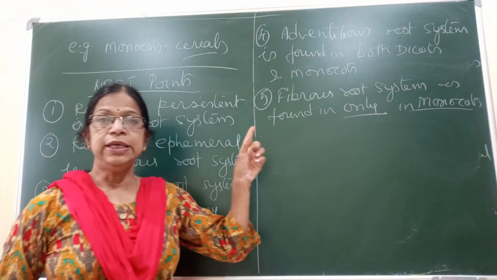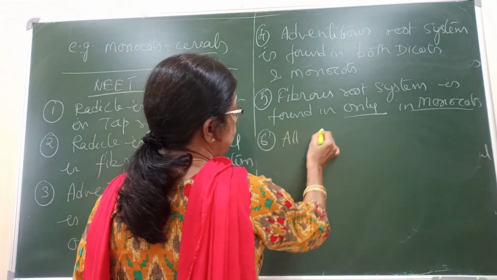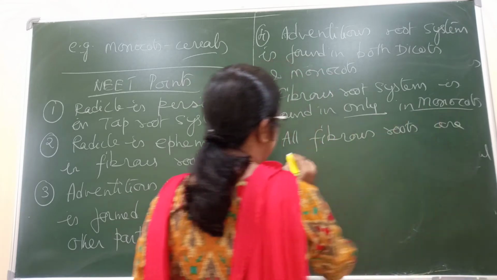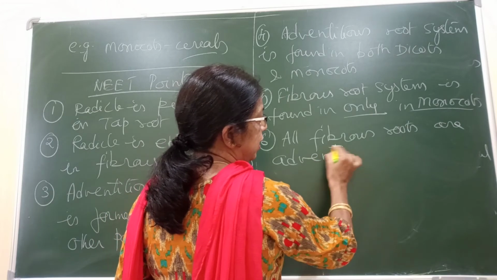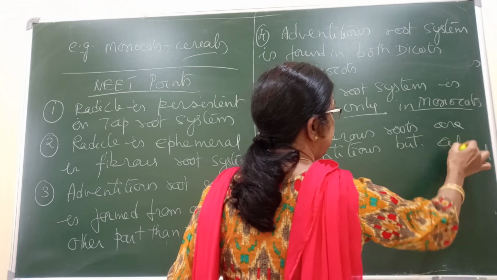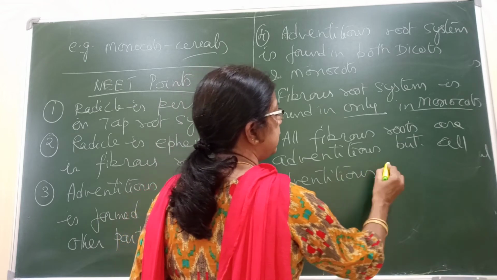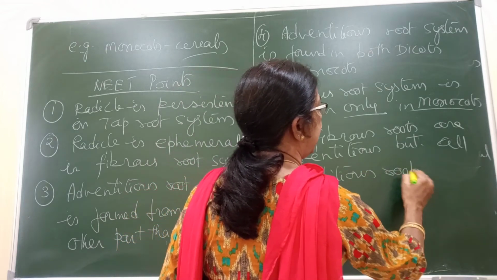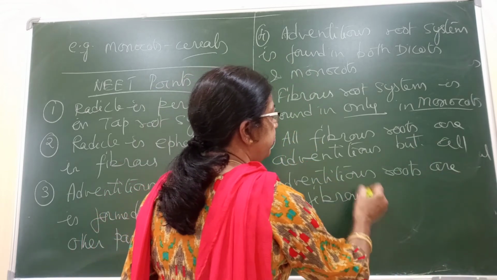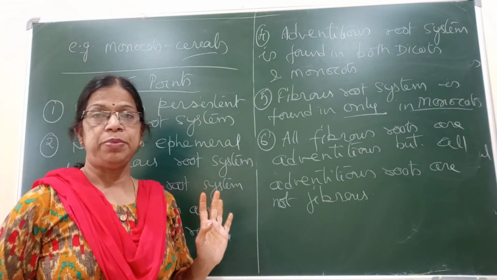So, these are the points. One more last point that can be given: all fibrous roots are adventitious, but all adventitious roots are not fibrous. All fibrous roots are adventitious, but all adventitious roots are not fibrous.